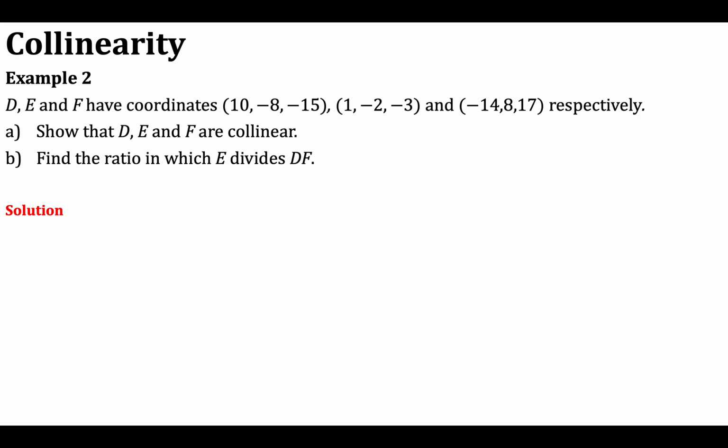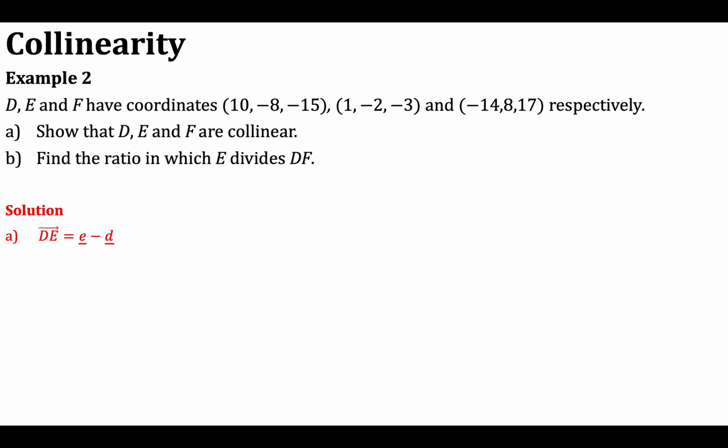D, E and F have coordinates (10, -8, -15), (1, -2, -3) and (-14, 8, 17) respectively. For part A, we want to show that D, E and F are collinear, and for part B, we want to find the ratio in which E divides DF. So, like before, we've got our 3 points, and we want to find the components of the vectors which join those points together.